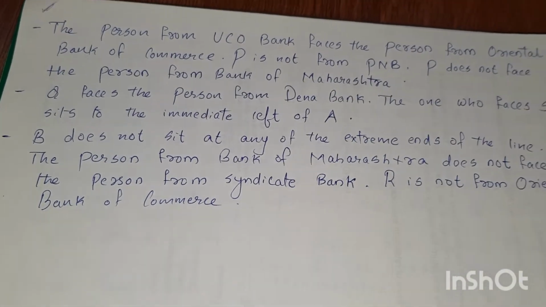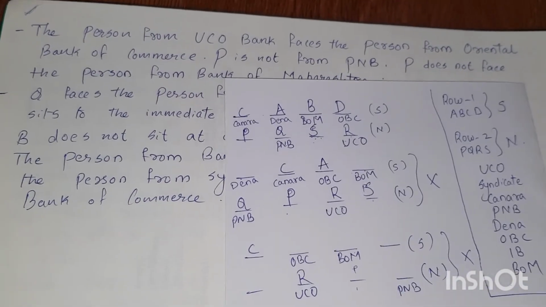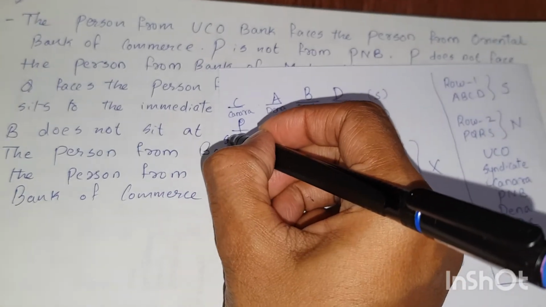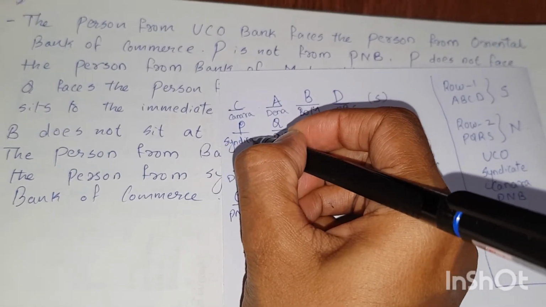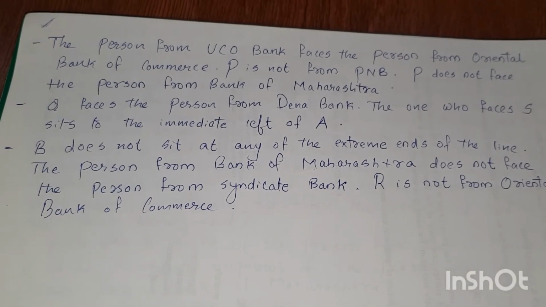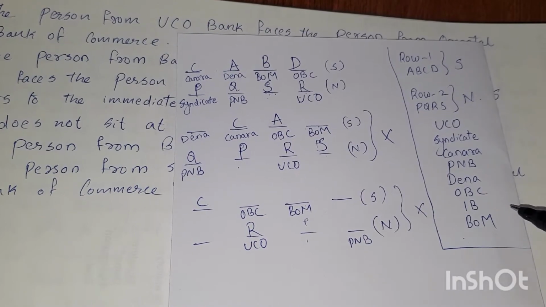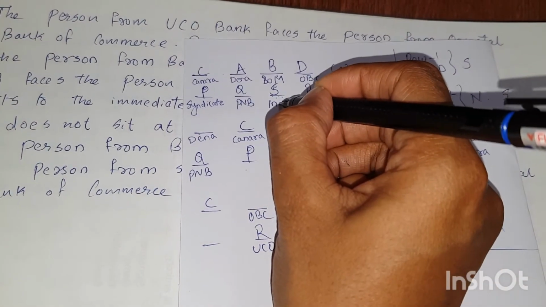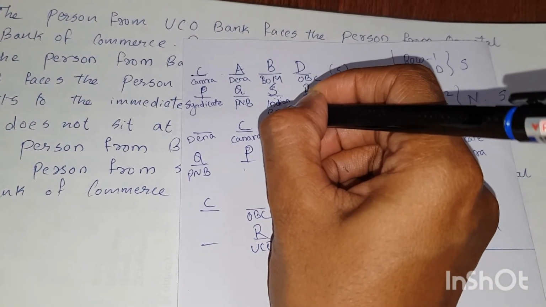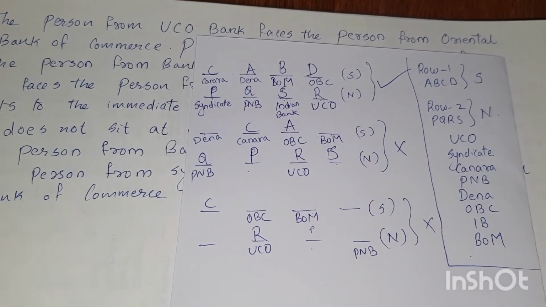Okay. Now the person from Bank of Maharashtra does not face the person from Syndicate Bank. That means P is working in Syndicate Bank. Okay. R is not from Oriental Bank of Commerce. So the remaining bank is Indian Bank, and S is working in Indian Bank. Okay, so this is the correct diagram.